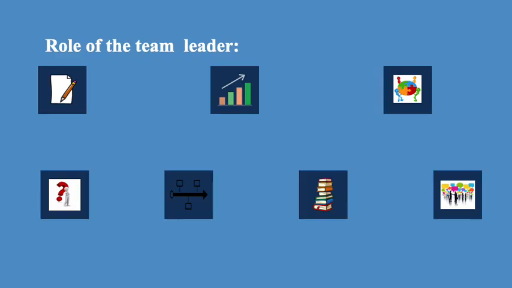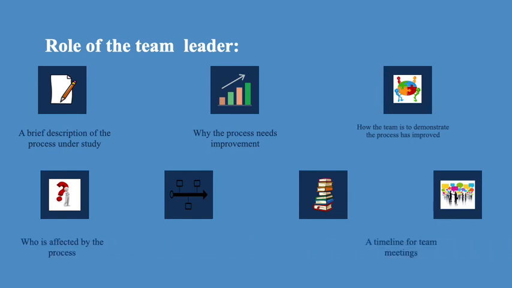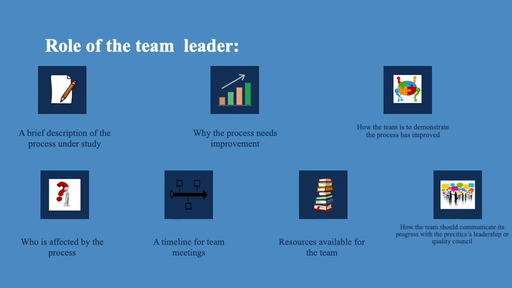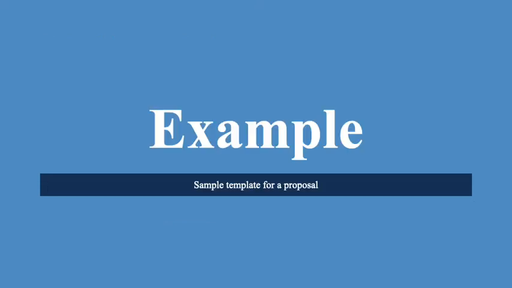In order to have a successful team, the role of the team leader is crucial. A team leader should have a clear understanding of why the process needs improvement, how the team is to demonstrate that the process has improved, who is affected by the process, a timeline for the project, resources available to the team, and how the team should communicate its progress with the practice leadership or quality council of the overarching organization.